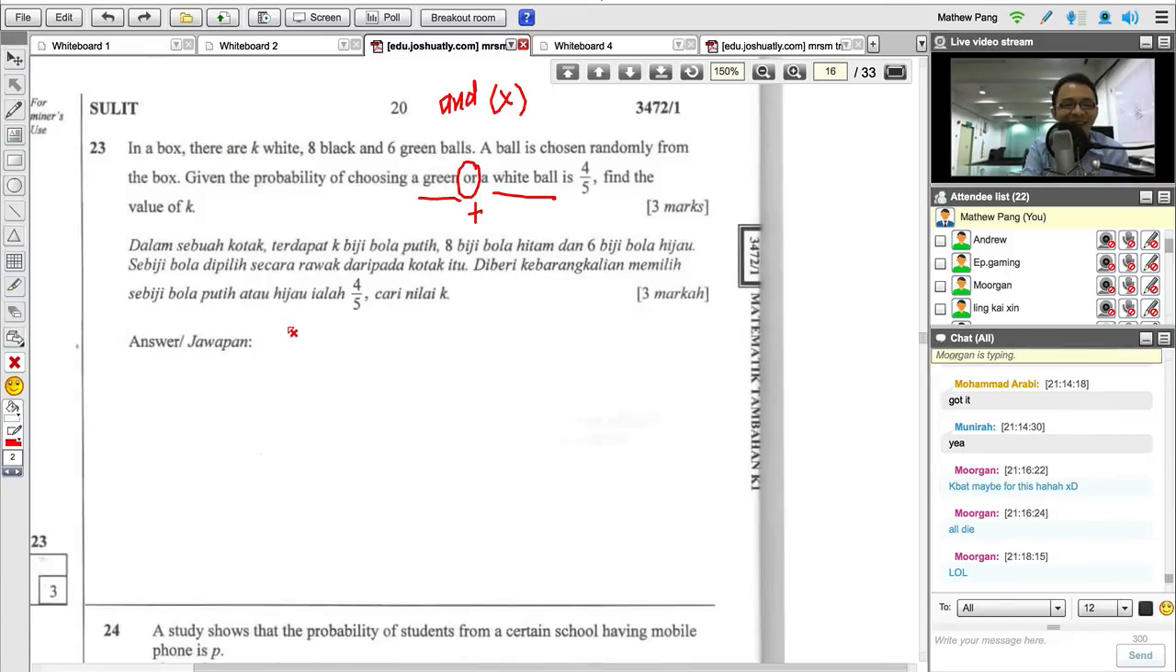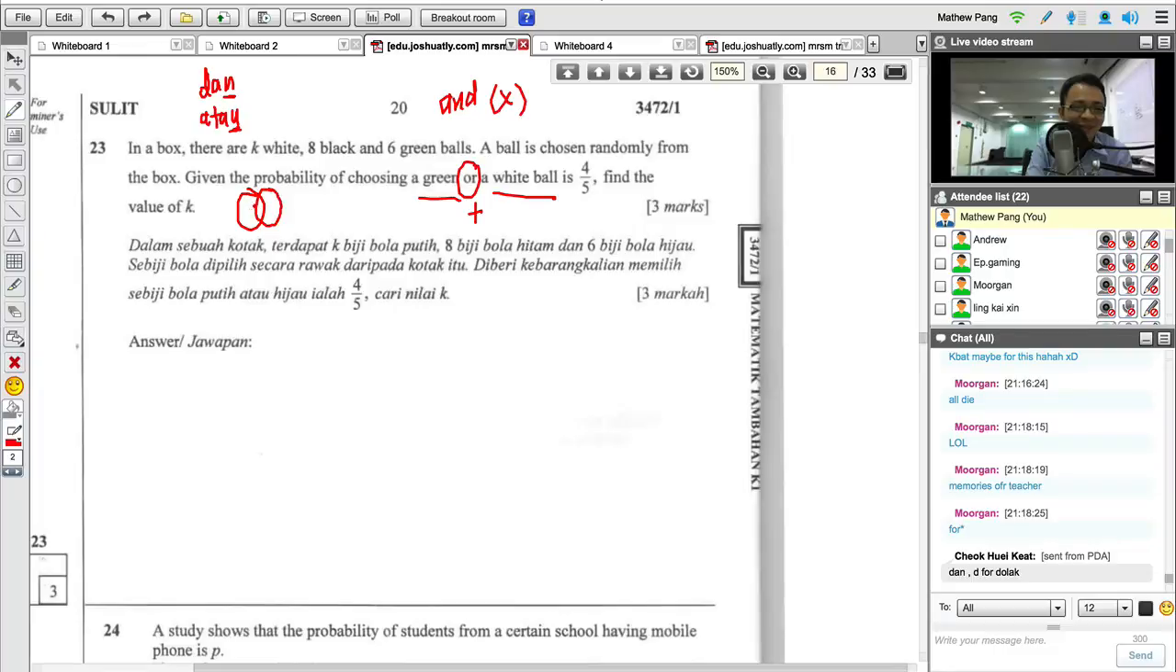Oh no, I remember this one. This one means intersect, dan, right? And atau means union. So when I see or, the set is union, and when I see and, the set is intersection. Union is everything. So this is nothing to do with plus and multiply. But you should understand probability is related to sets.